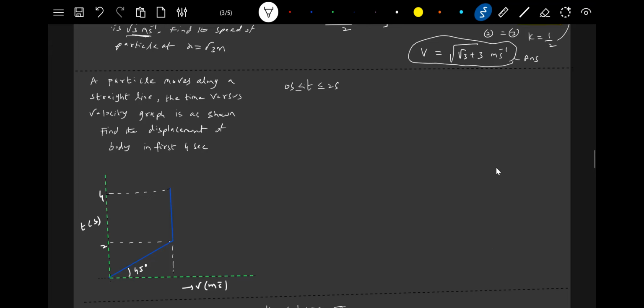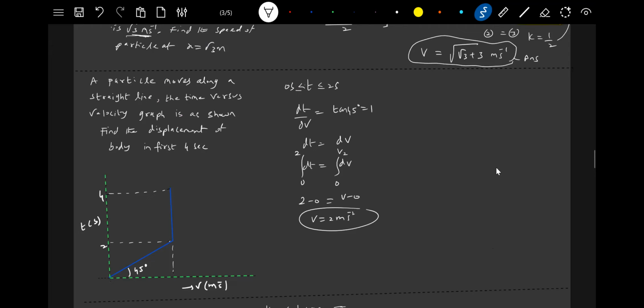So what is it? dv by dt should be equal to tan 45. This should be equal to 1. At t equal to 0, velocity is 0. At t equal to 2, what is the velocity? So this will become 2 minus 0 over v minus 0. So v equal to 2 meters per second.